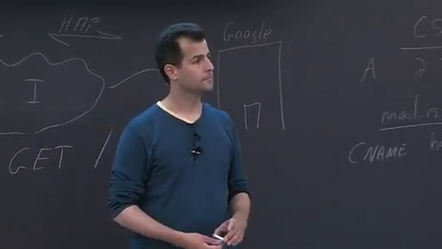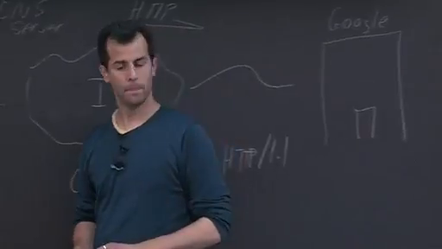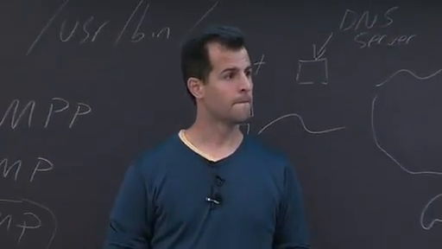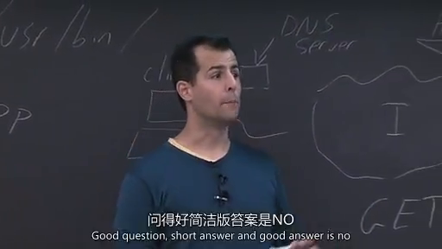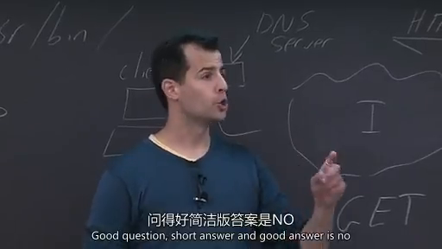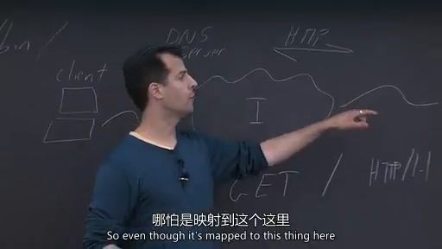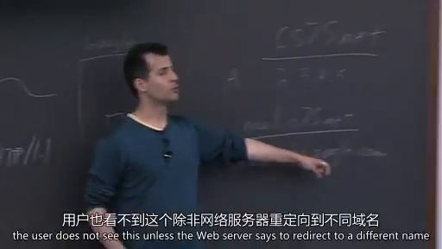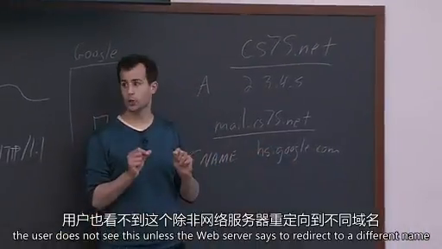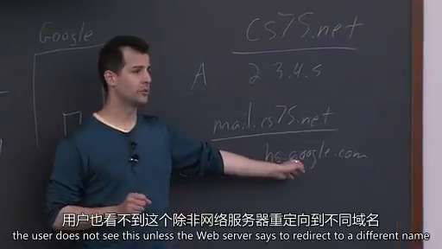Yeah? After the redirect happens, is the address in the user's browser going to change as well? Could that confuse people? Good question. Short answer and good answer is no. So at the DNS level, all of this is transparent to the user. So even though it's mapped to this thing here, the user does not see this unless the web server says to redirect to a different name.